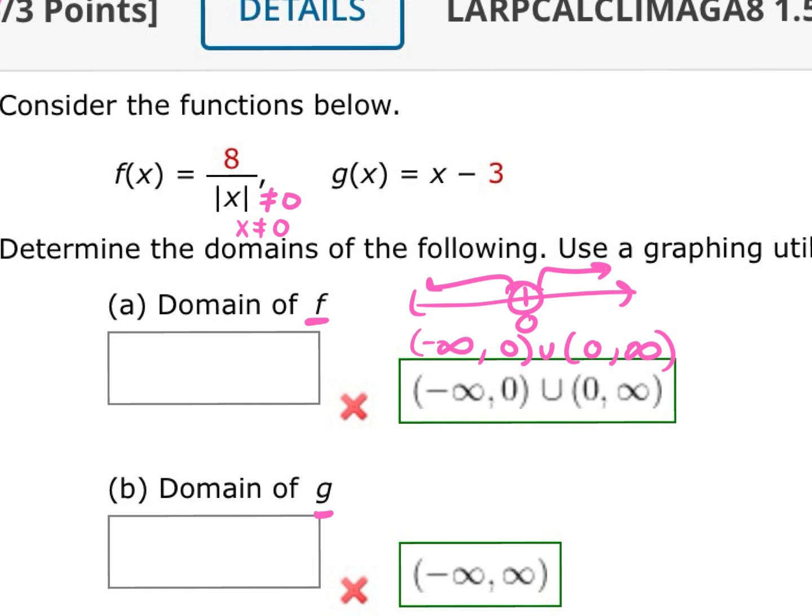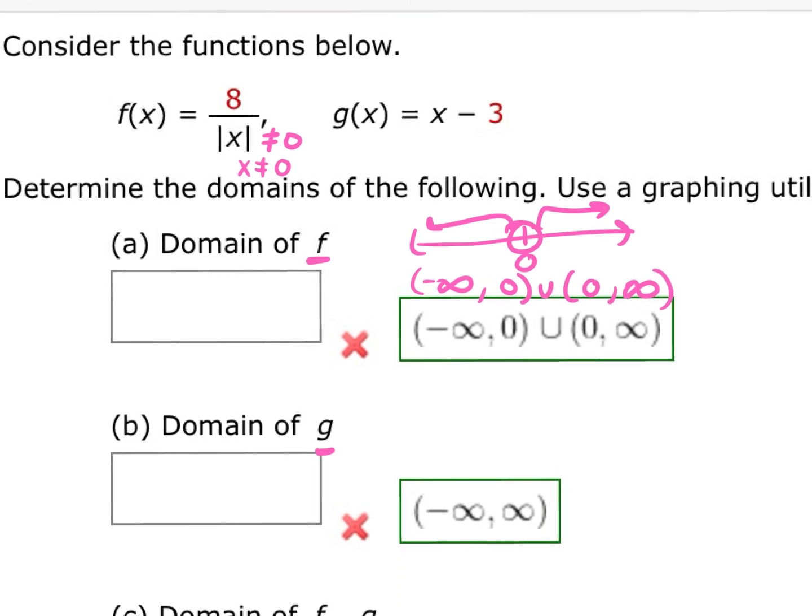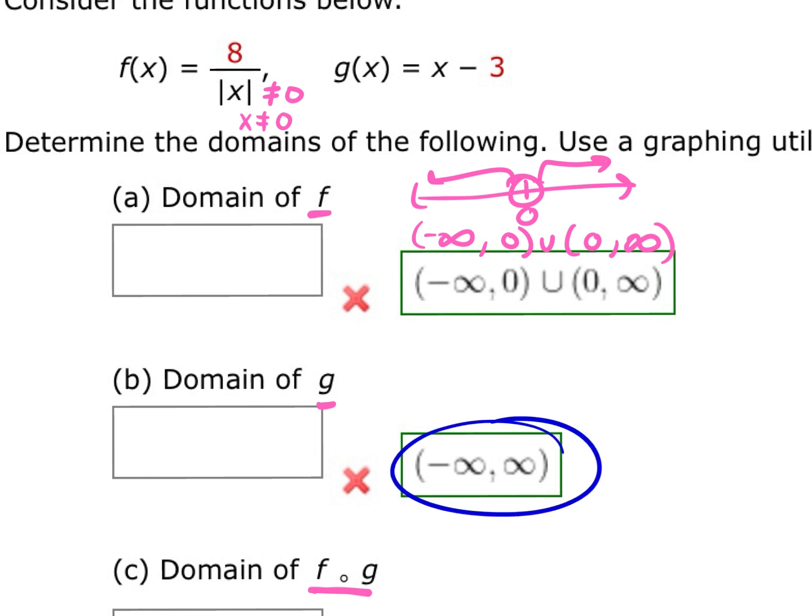Now for g, we have x minus 3. Do I have a fraction? Do I have a square root? No. So what do you think our domain is? Negative infinity to positive infinity. Awesome. So g is negative infinity to positive infinity. So you only have to check the domain when you have square roots or when you have fractions.